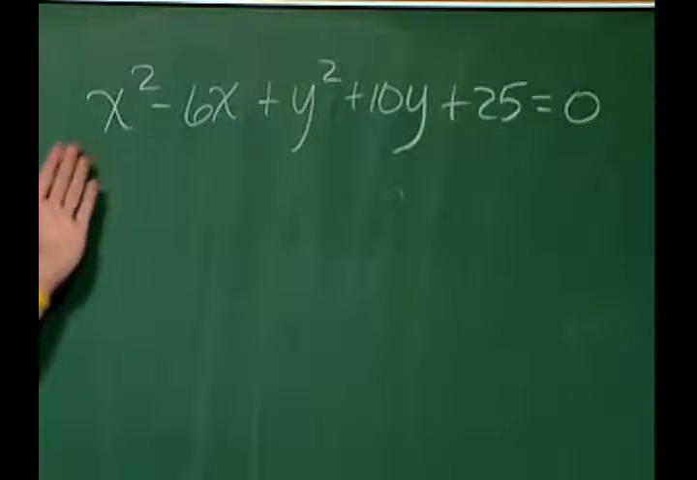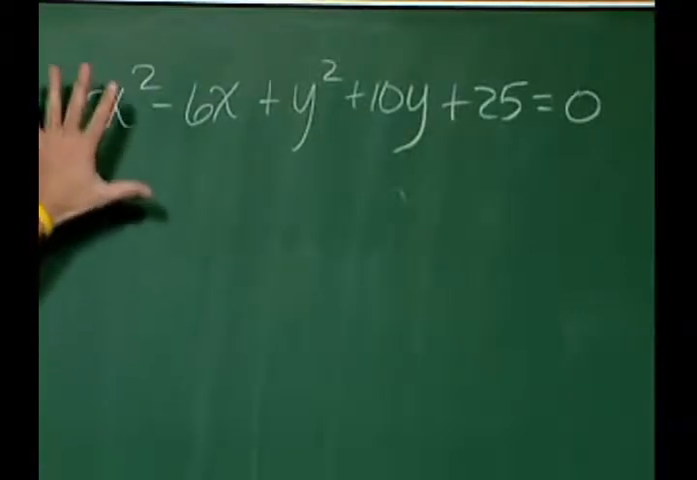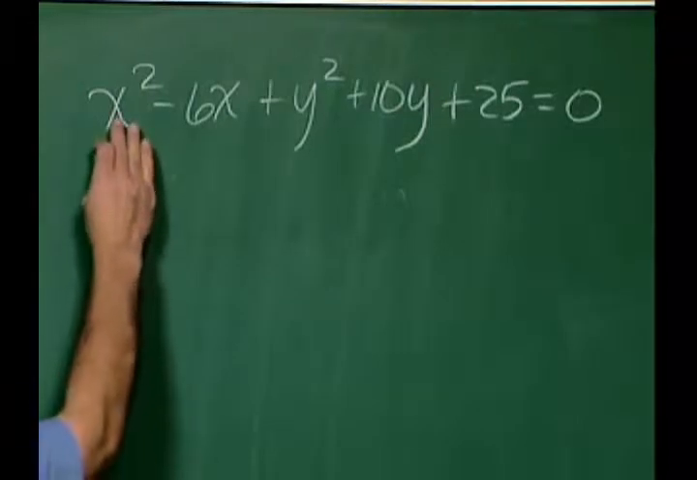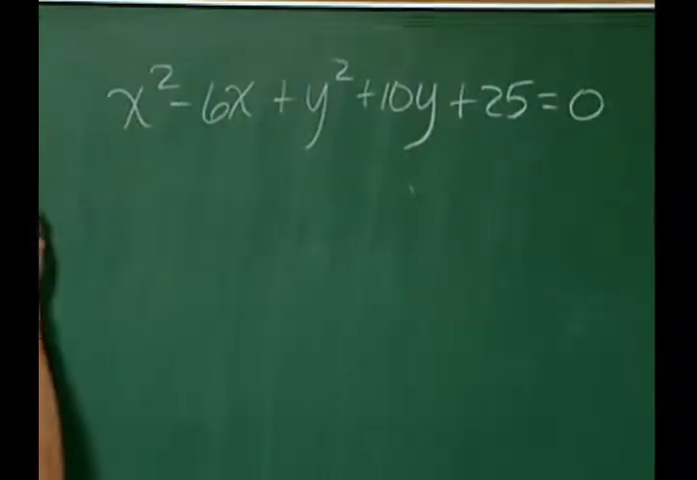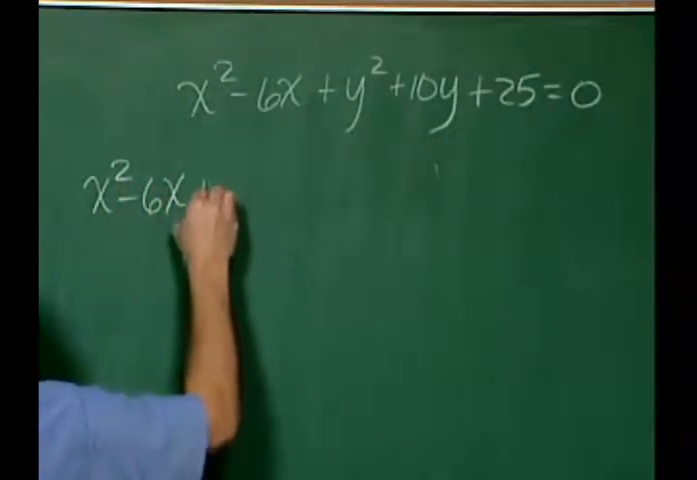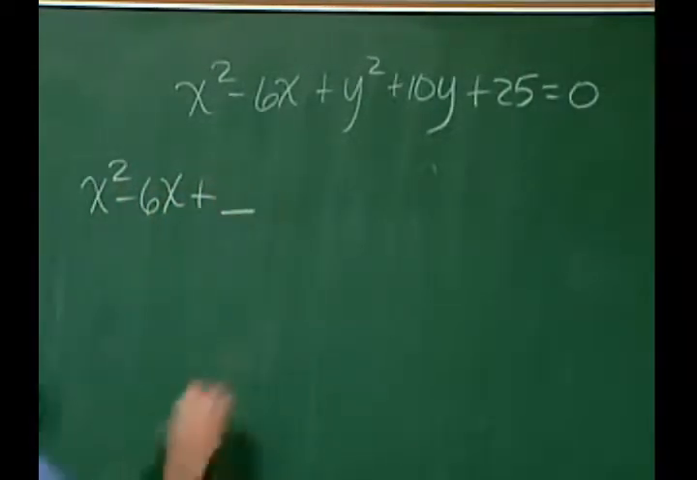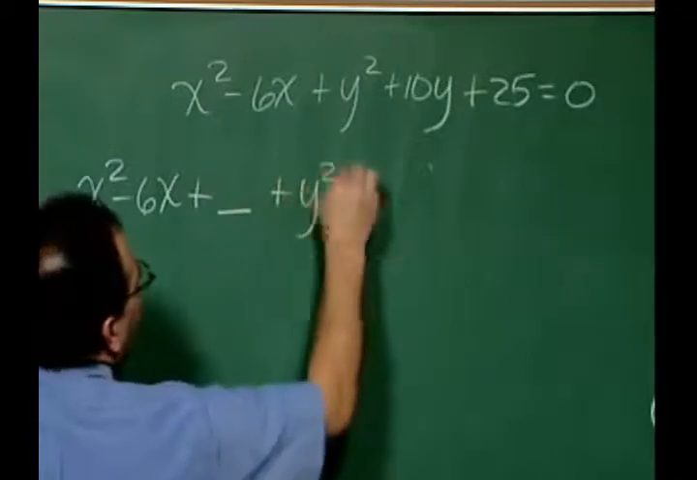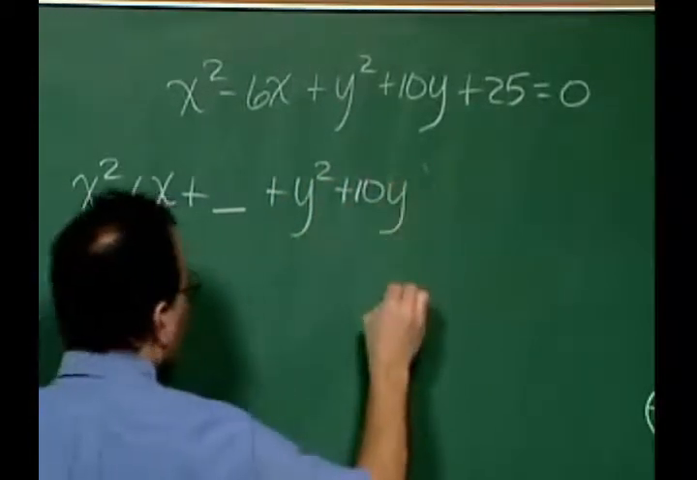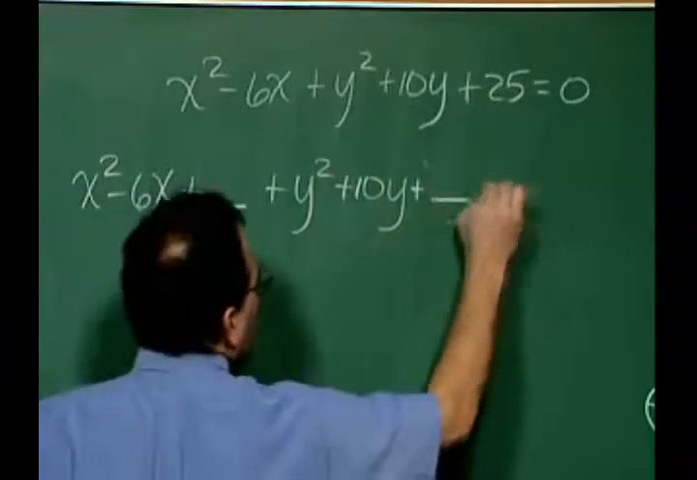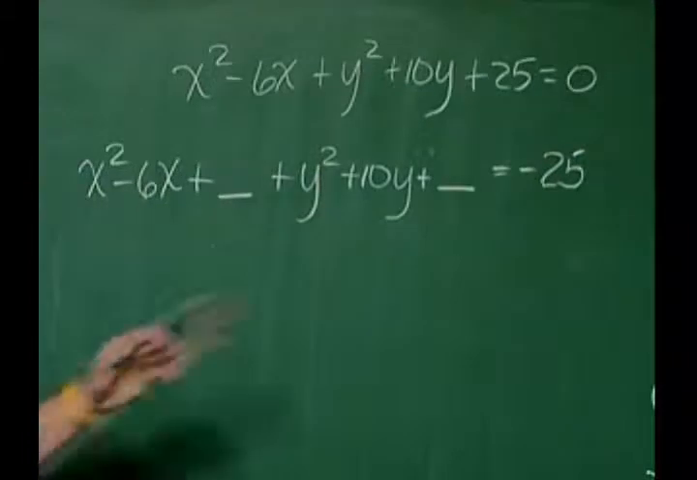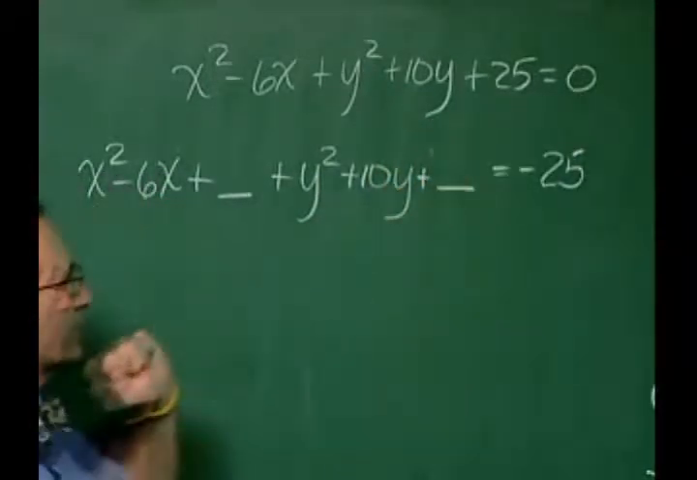And I'm going to rewrite that so it's set up to do completing the square for both of these. So I'm going to give myself a little bit more space and write x squared minus 6x plus blank, and then plus y squared plus 10y, then plus blank equals negative 25. And that's just subtracting 25 from both sides.